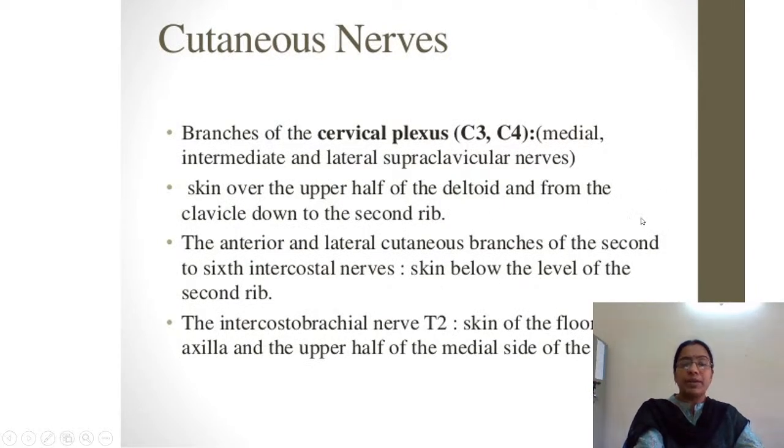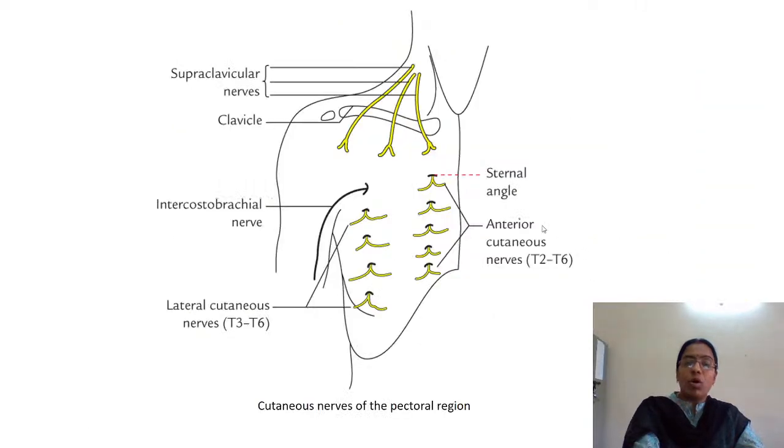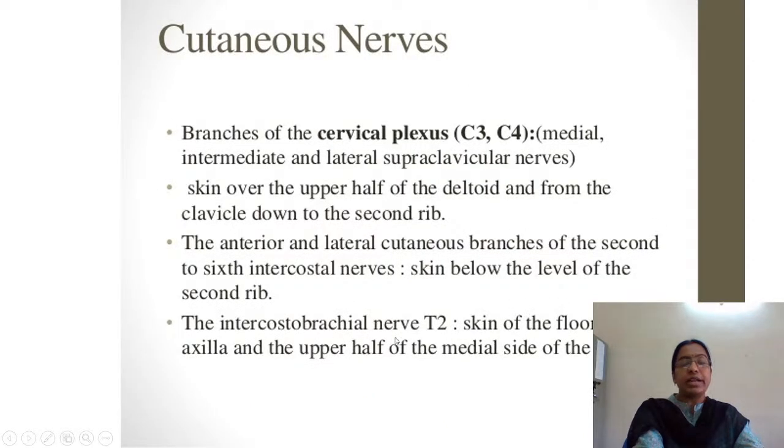Below it, from the second to the sixth intercostal nerves, it is supplied anteriorly and laterally. Anteriorly, what we see are the anterior cutaneous nerves. Laterally, it is supplied by lateral cutaneous nerves from T3 to T6.